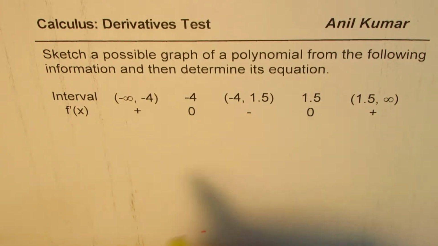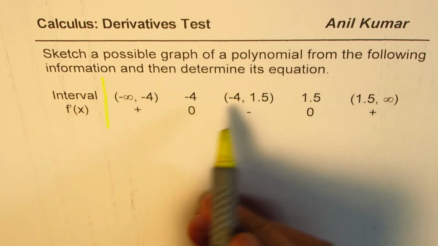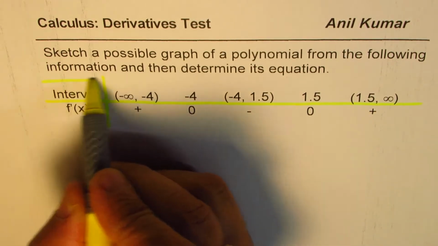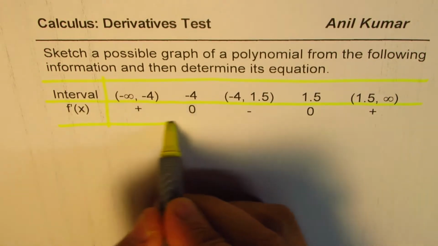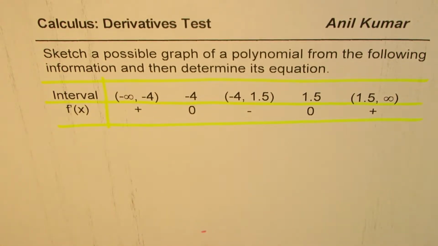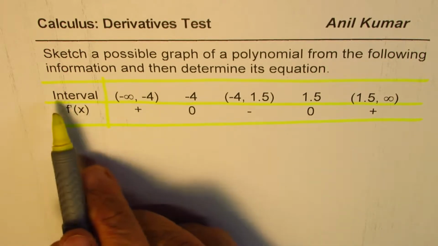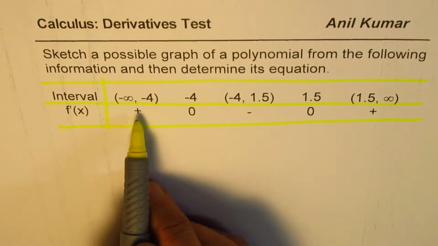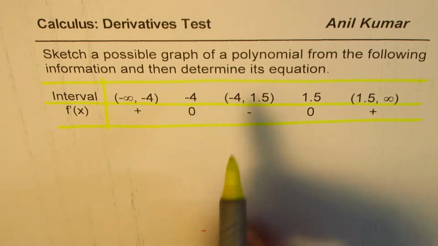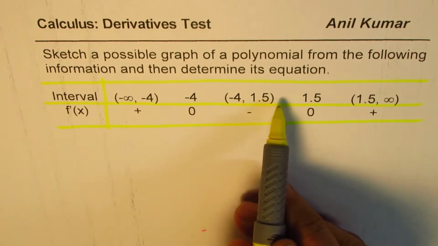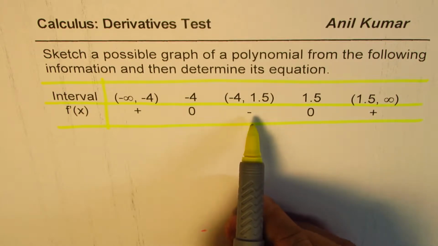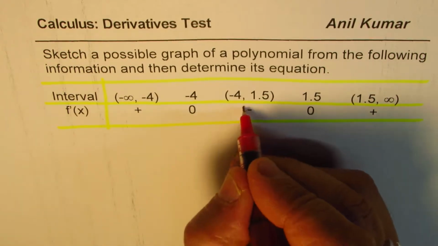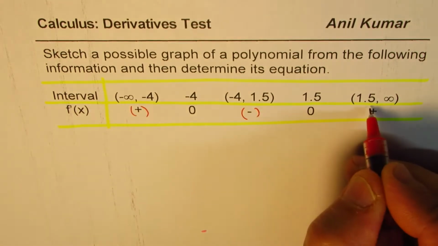So the information given to us is about the intervals and how the first derivative changes during this interval. We are given that in the interval from minus infinity to minus 4, it is positive. At minus 4, it is 0. From minus 4 to 1.5, the first derivative of the function is negative, right? So this is negative, and let me put them in brackets. It makes more sense.